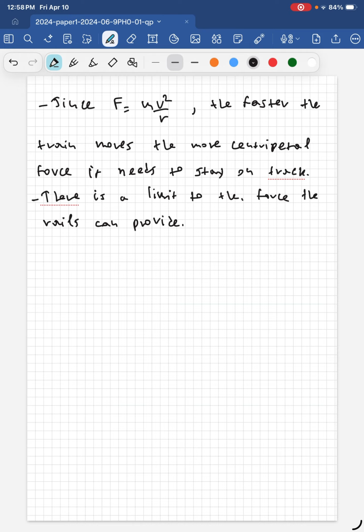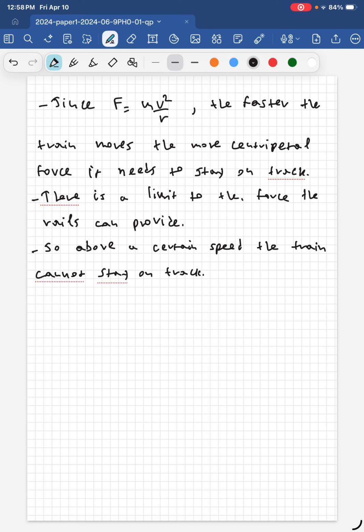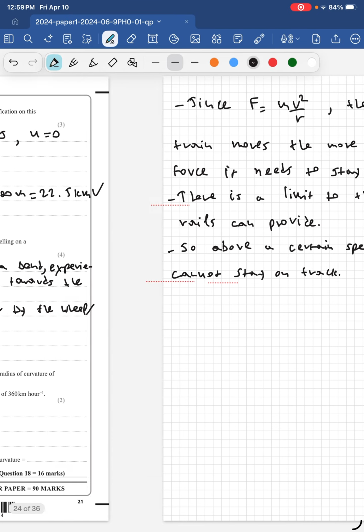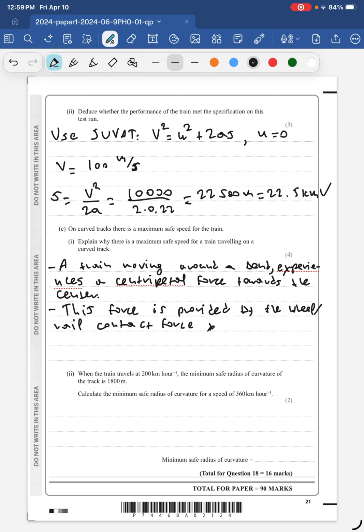right? So above a certain speed, the train cannot stay on track. Okay, so I hope this makes sense. So yeah, if the train goes around a bend, pretty much, it has to lower its speed to make sure it stays on track. Okay, so that's the main point, the main takeaway point from this question.